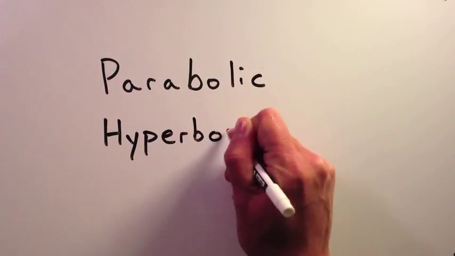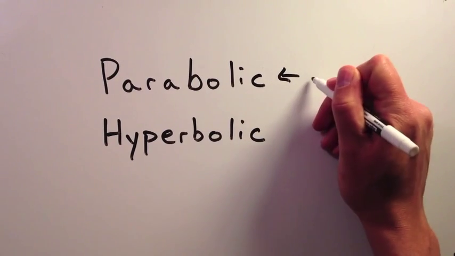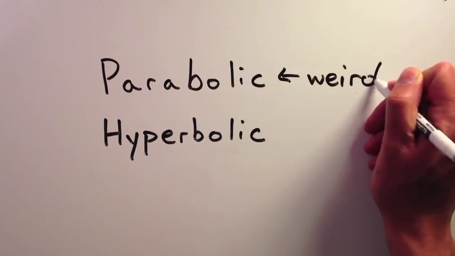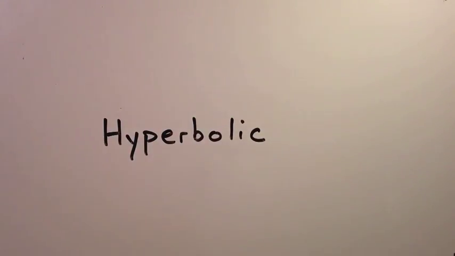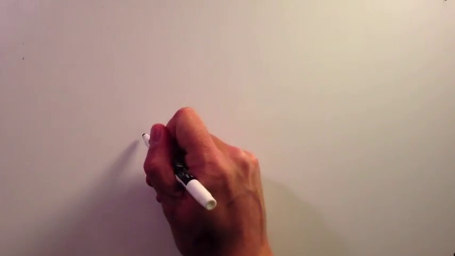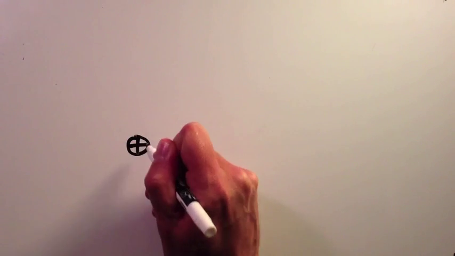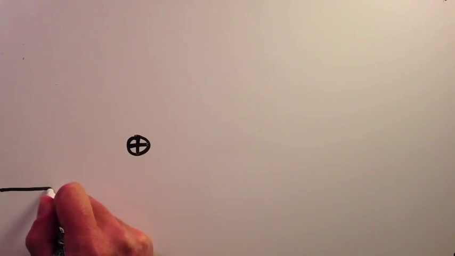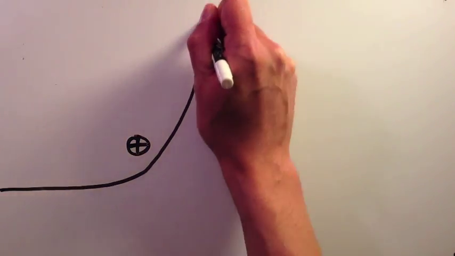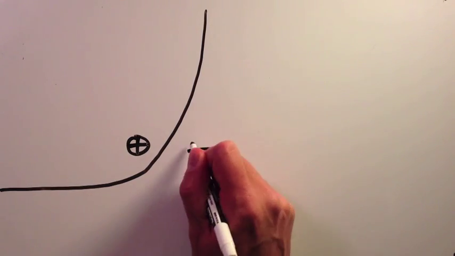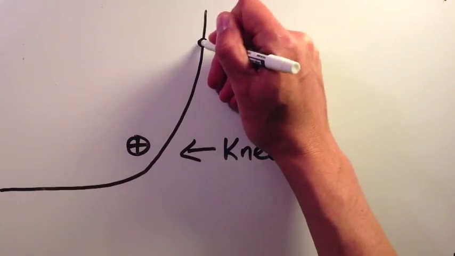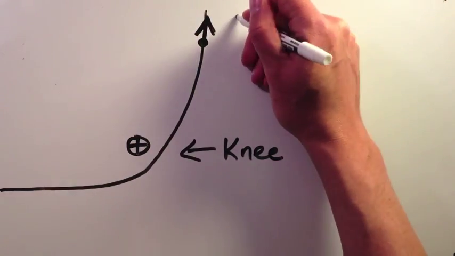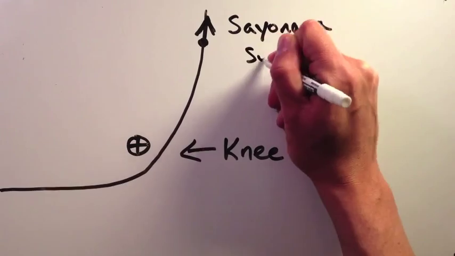Next, we have parabolic and hyperbolic orbits. We're just going to skip over parabolic orbits for now. They are weird. That leaves the fourth conic section, hyperbolic orbits. Basically, a hyperbolic orbit is not really an orbit around the planet. It's just flying by really fast. The orbit gets perturbed by the planet as it goes by, hence the knee you see here. But once it gets past the planet, it will just keep on going and you're not going to see it again unless it gets acted upon by another force.